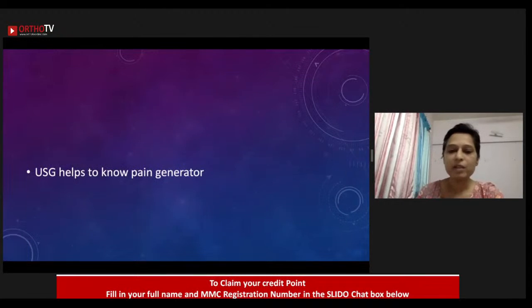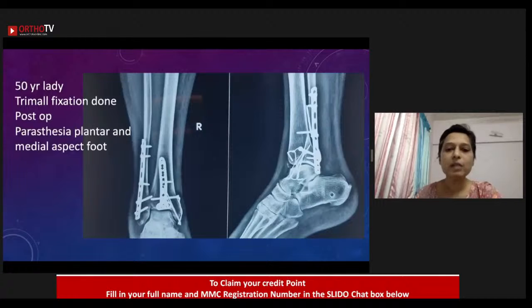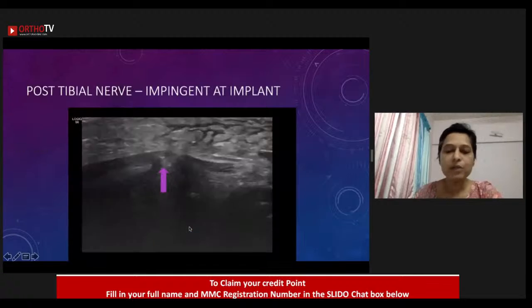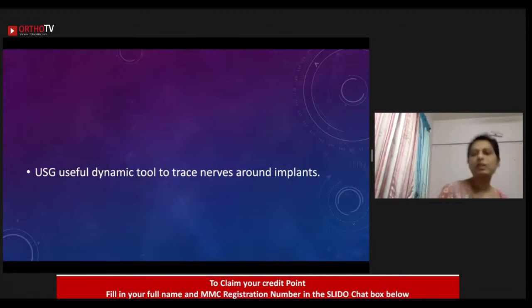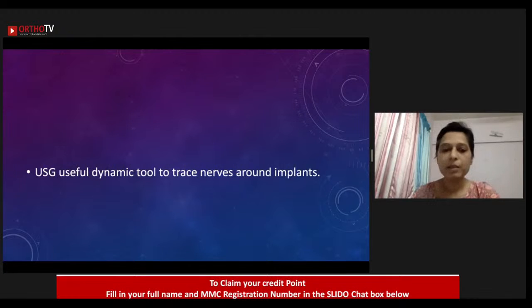Ultrasound helps to know the pain generator. This is another case where trimalleolar fixation has been done, and the patient was again complaining of paresthesia and pain on the medial aspect of the ankle. On ultrasound evaluation, this is the posterior tibial nerve, which was getting compressed because of the posterior plate. In this case, the implant was removed and the pain was relieved shortly. So ultrasound is a very useful dynamic tool to trace the nerves around the implants, where MRI becomes impossible in some cases.